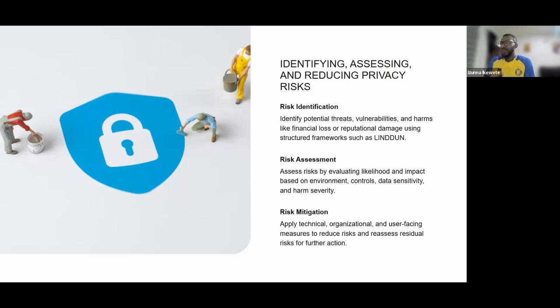And risk mitigation, like we discussed earlier: apply technical and organizational controls. We have physical controls, user-facing measures to reduce risk, and so on. You have data minimization, you have access control, you have anonymization, you have encryption. So all these are what we need to know.